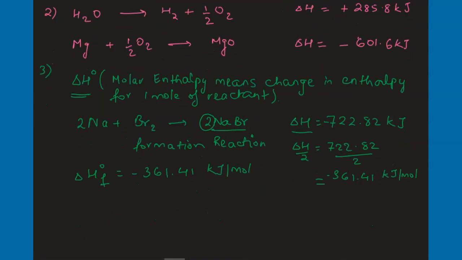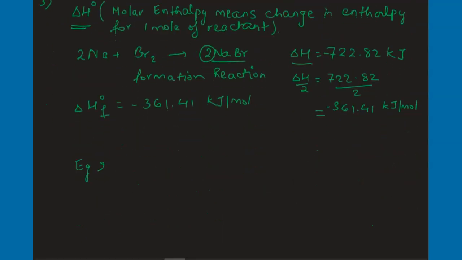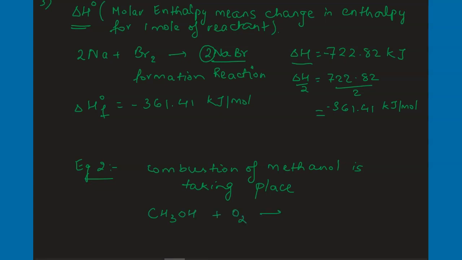Let's take up another example, and in that example, let's say combustion of methanol is taking place. What is methanol? As we have done organic chemistry already, methanol is CH3OH. Combustion reaction means it burns in the presence of oxygen in order to give you carbon dioxide and water. This is a type of complete combustion.